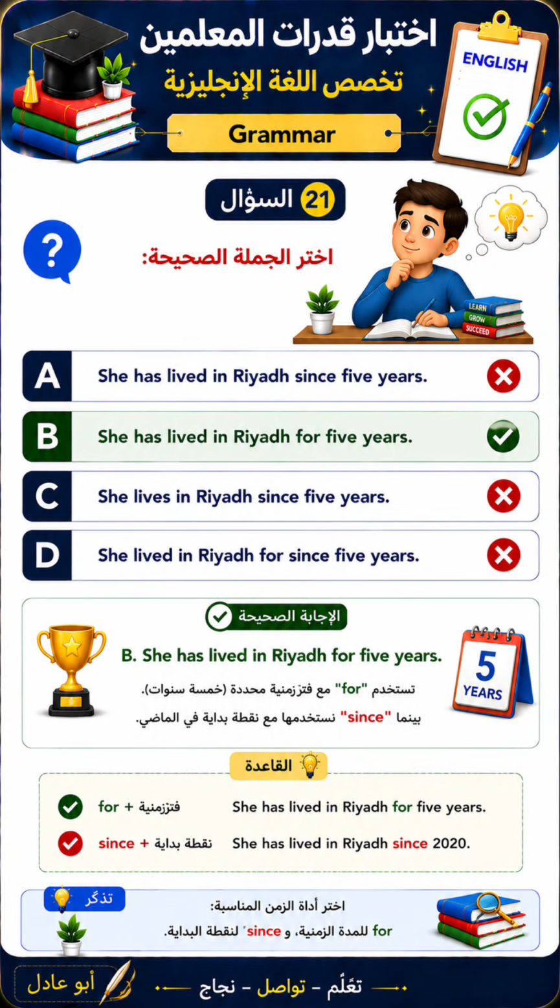The correct answer is B. She has lived in Riyadh for 5 years. We use for to talk about a period of time, such as 5 years. We use since to talk about a specific starting point, such as 2020. Therefore, B is the correct answer.